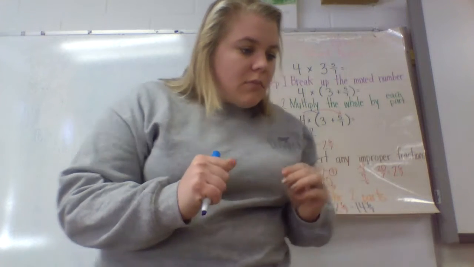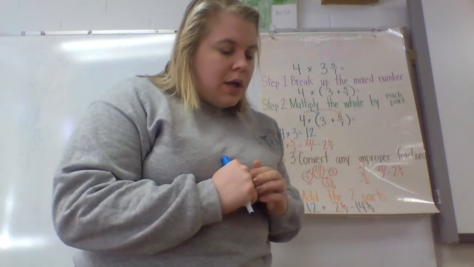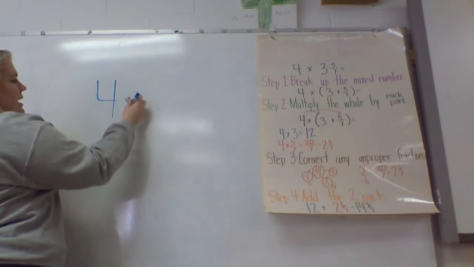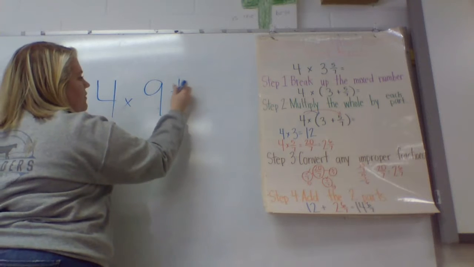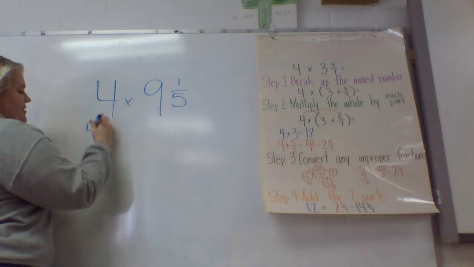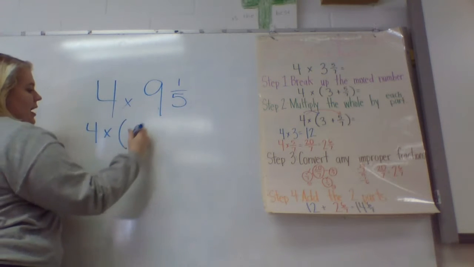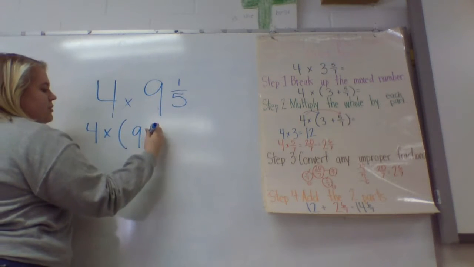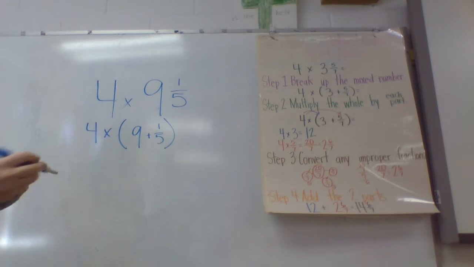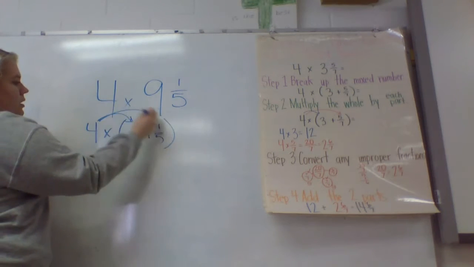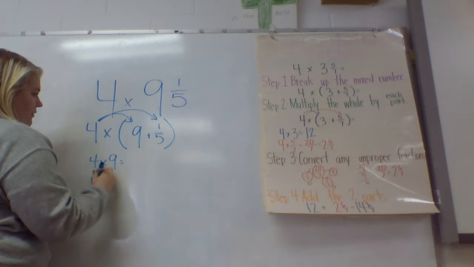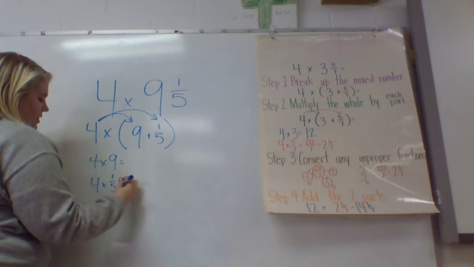So, we're going to do 4 times 9 and 1/5. So we know that the first thing we have to do is break up the mixed number. 4 times, we break 9 and 1/5 up to 9 plus 1/5. Now, we need to multiply the whole number to both parts. So we have 4 times 9, and we have 4 times 1/5.